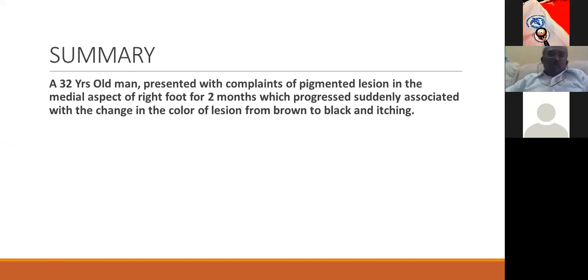Along with it, you also should tell that the patient does not give history suggestive of local, regional or distal spread, metastasis, or spread, whatever word you use. So that completes your summary. And also you should tell if there are any associated complications.